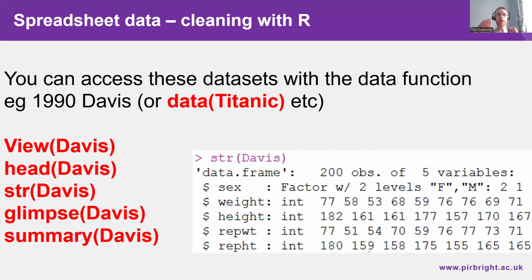There are other examples of data sets that are inbuilt into R, such as the Davis dataset. There's also a dataset of the Titanic. Davis contains a bunch of people's sex, height, weight, reported weight, and reported height. And you can get the structure of Davis, glimpse the parts of Davis, get a summary of Davis as well, in the same way as you might for any set of data.